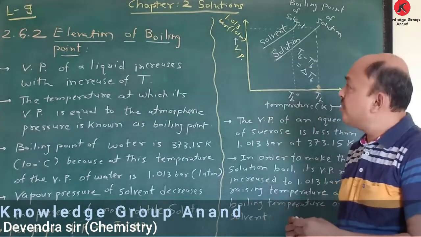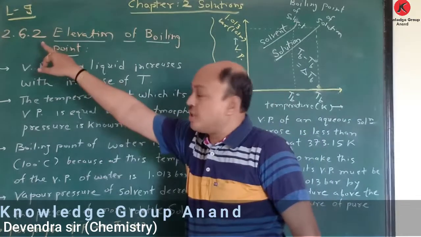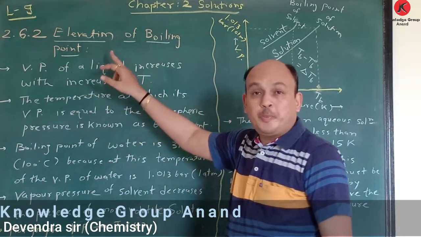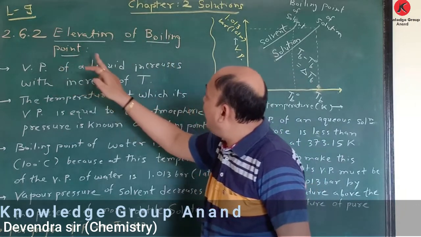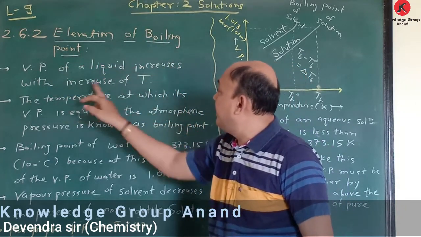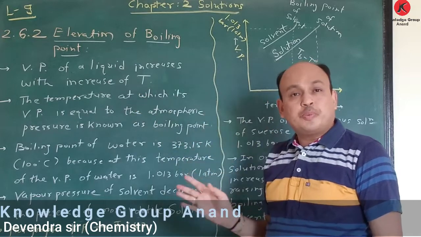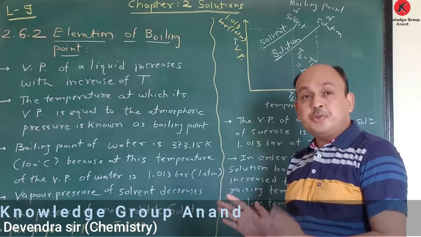Chapter number 2, Solutions, lecture number 9, 2.6.2, elevation of boiling point. Elevation means increasing. Here, the vapor pressure of a liquid increases with increase of temperature. This you know. I will give a simple example to you.